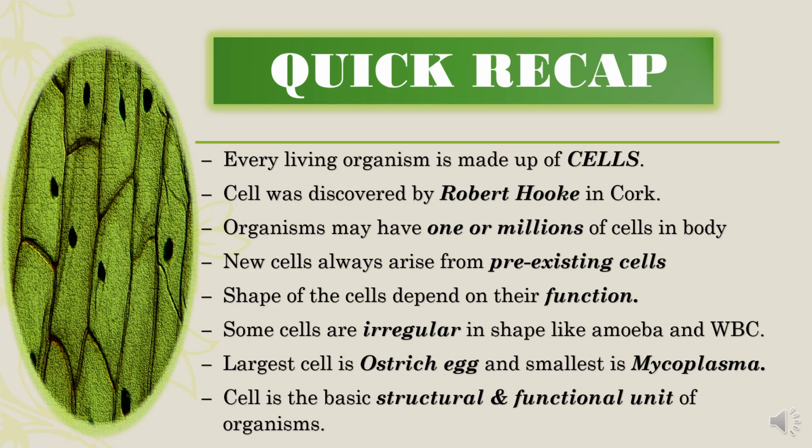Quick recap of all the things we have discussed today. Every living organism is made up of cells. Cell was first discovered by Robert Hooke in a cork slice. Organisms may have one or millions of cells in a body. New cells always arise from pre-existing cells.